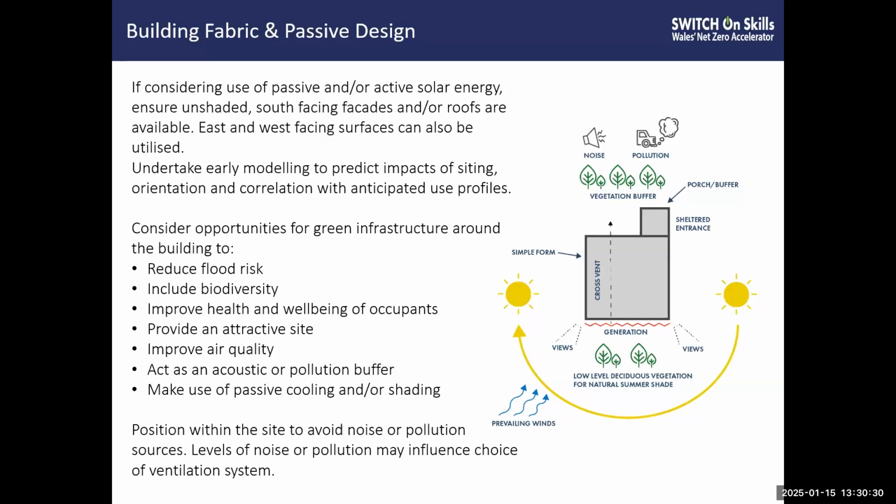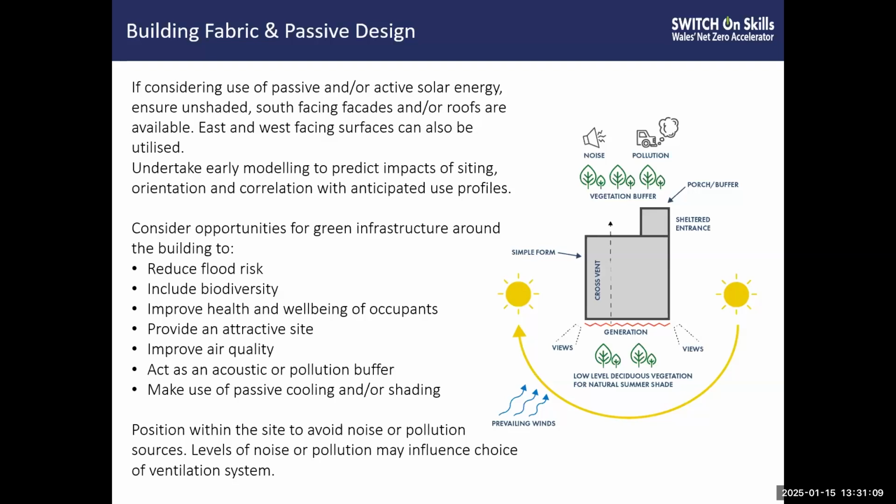So we can undertake early modeling to predict the impacts of this sort of siting and orientation with anticipated user profiles as well. Things to consider and opportunities for green infrastructure around the building. We need to ideally try and reduce flood risk, include biodiversity, so we're actually contributing to the environment that these buildings are going to be in. Improve the health and well-being of occupants, and things like provide an attractive site, improve air quality, and also make use of passive cooling and shading.